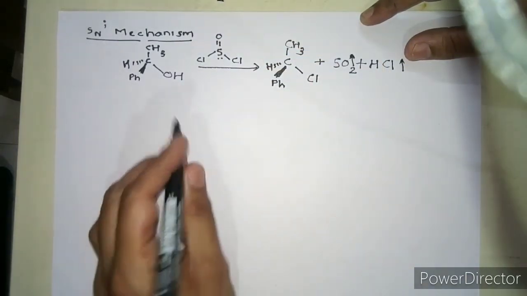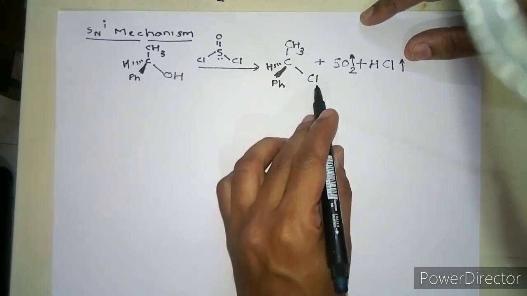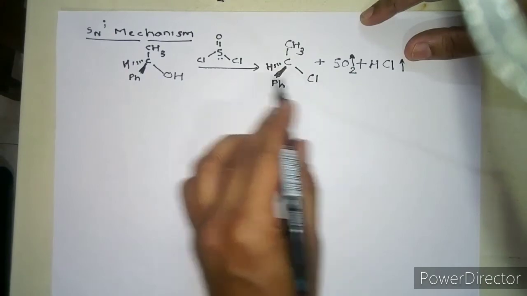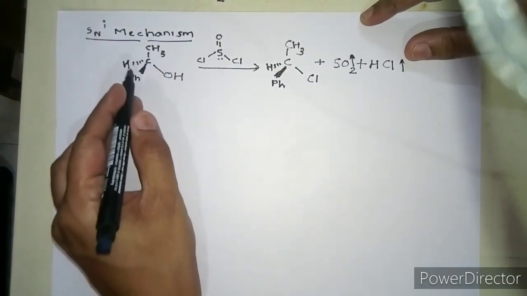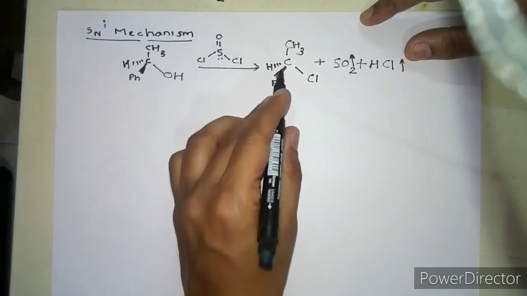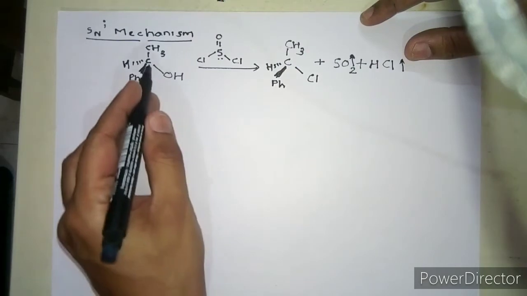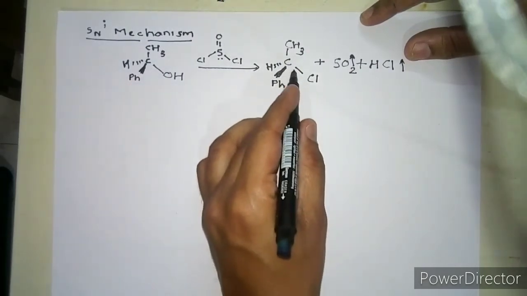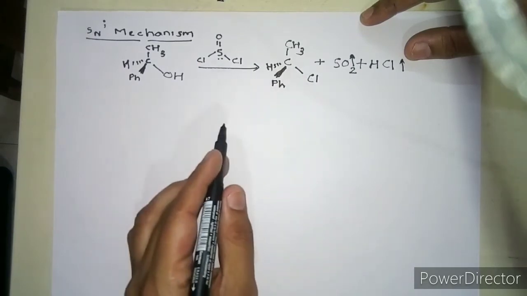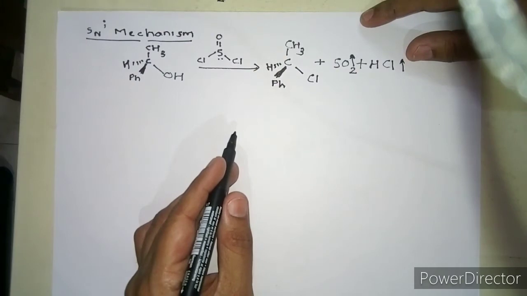Now if you see here, the OH group has been substituted by Cl and the Cl is on the same side at which there is an OH group, and the remaining configuration of all other groups is same. The positions are same. So if you see here, this is the face on which OH group is attached, and on the same face the Cl group is attached, and hence it is taking place with retention of configuration.